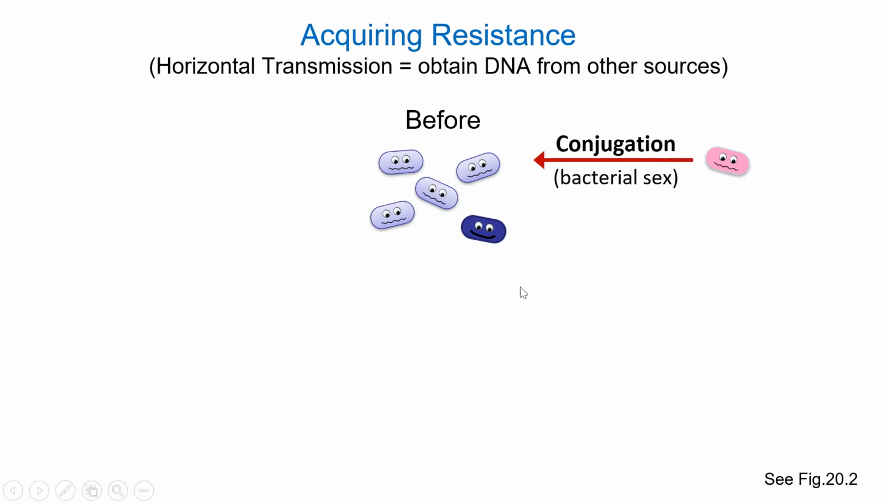Some of them get it through conjugation. So we were talking about that, right? This is that bacterial sex where they have that pilus, and it's like a grappling hook, and they give the recipient some DNA, and sometimes on that plasmid is a gene or two for drug resistance. So that's one way to do it. They don't have to be the same species. That's why I made that one a different color.